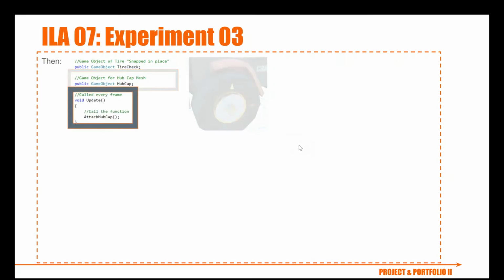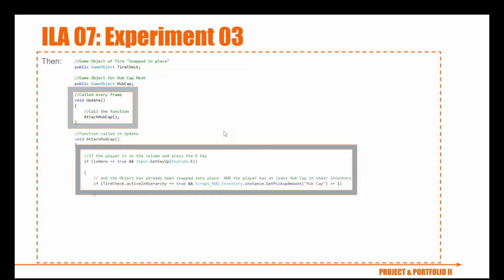Okay, so we're going to have this function, the attach hubcap, being called every frame in update, and then down below we're going to have that listed out here. This function is going to start by checking if they're in the volume and they press the E key, right? That should look familiar to you. And if they are in the volume and press E, we're going to check if this tire check is active in the hierarchy. If it is active in the hierarchy, we want to make sure the tire is there, and then we're going to use that get pickup amount.